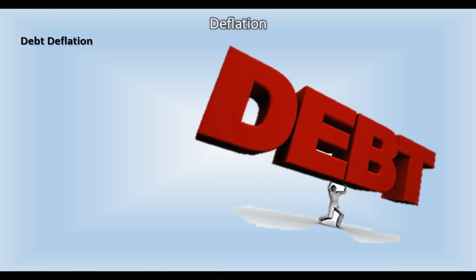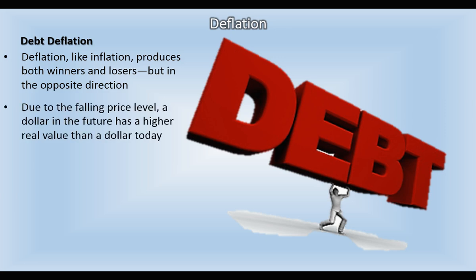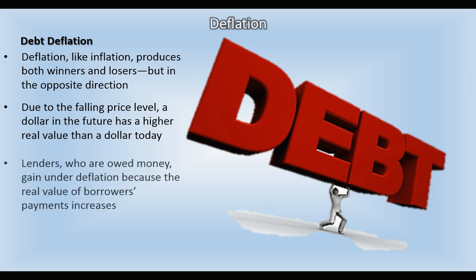All right, let's talk about deflation a bit, and then that'll close out the chapter. So debt deflation. Deflation, like inflation, produces both winners and losers, but in the opposite direction. Due to the falling price level, a dollar in the future has a greater real value than a dollar today. It will be able to buy more in the future than today. Lenders who are owed money gain under deflation because the real value of borrowers' payments increases. So they have a certain amount of money that is owed to them, and that money increases in real value, and therefore people essentially are paying back more real money than they initially were when the inflation rate was higher, when the price level was higher. So borrowers lose because the real burden of their debt rises.